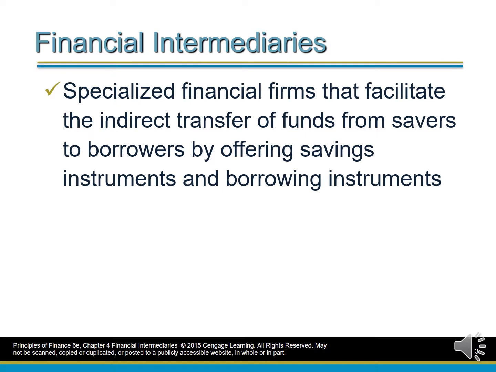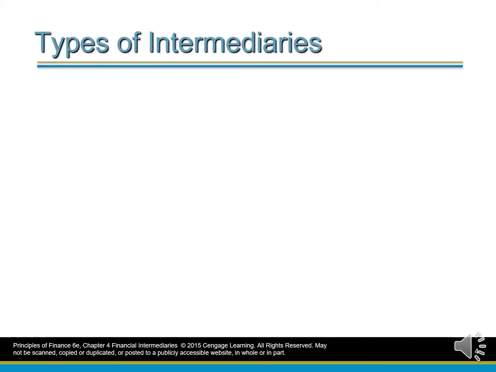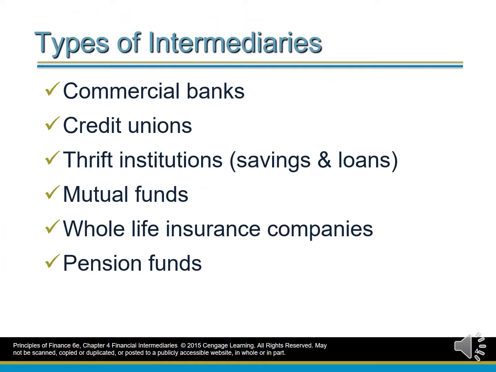Financial intermediaries are specialized financial firms that facilitate indirect transfer of funds from savers to borrowers by offering saving instruments and borrowing instruments. There are several types of financial intermediaries: commercial banks, credit unions, thrift institutions, also called savings and loans, mutual funds, whole life insurance companies, and pension funds.